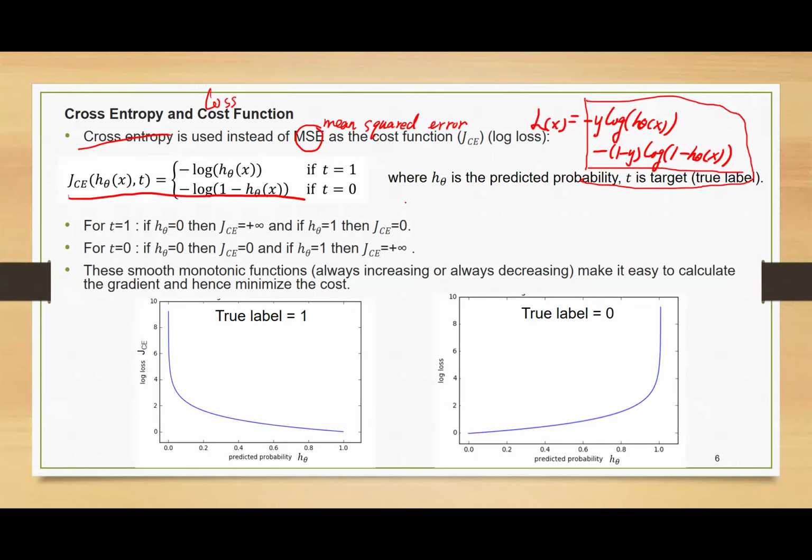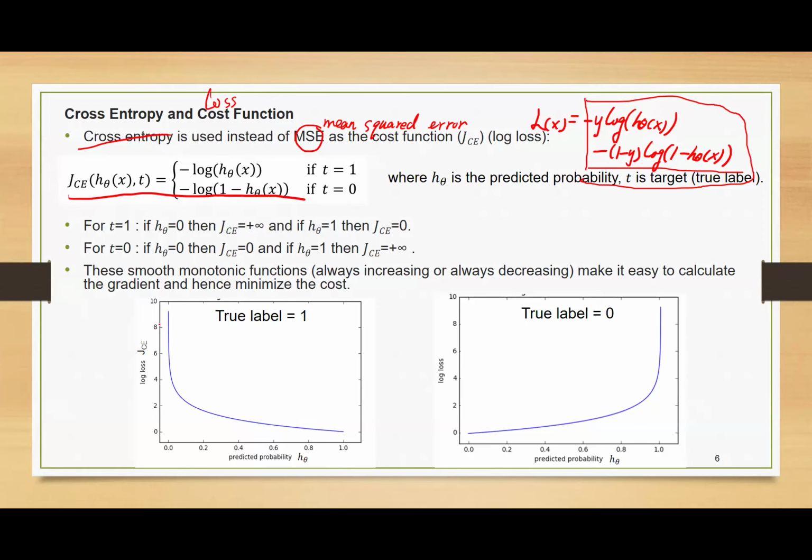And then if y is 0, or the target value is 0, then the first term disappears because y is 0. And the second term's coefficient becomes 1. And then we only need this term, and it will be something like this. So this is the formula of the cross entropy loss.